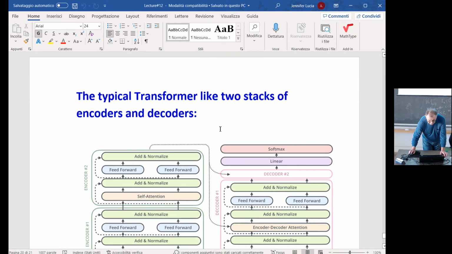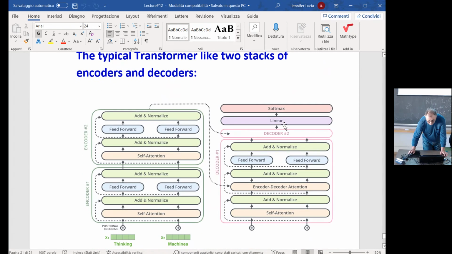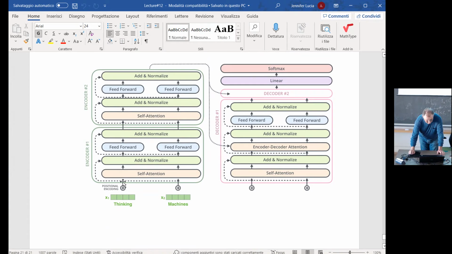Okay. In the typical transformer, there are two stacks of encoders and decoders. Stacks in the sense of a closed ring, and we have the lanes of computation in this sense. So we have thinking machine, then self-attention, add and normalize, feed forward, add and normalize, and so on.